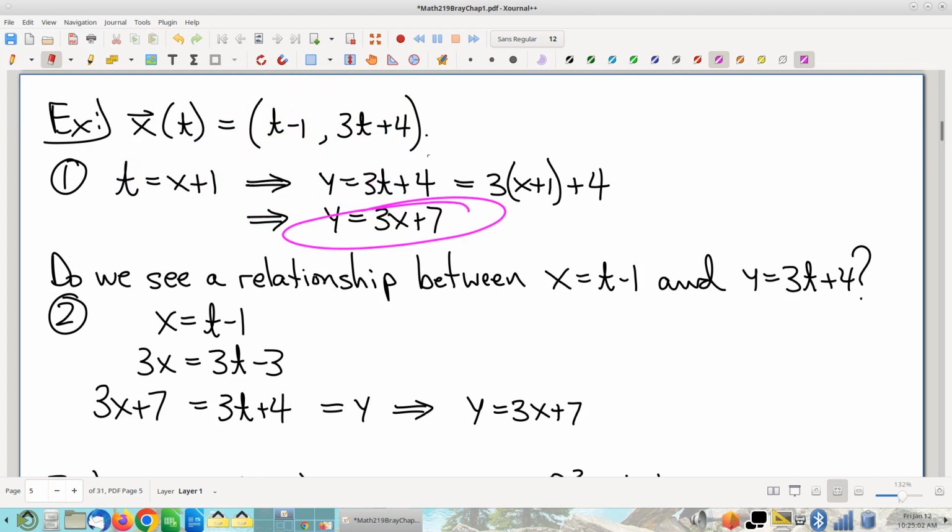You look at this resulting equation, and again, it's a very familiar equation. We know what that is. It's the equation of a line. High school algebra. No problem. Everybody on board?